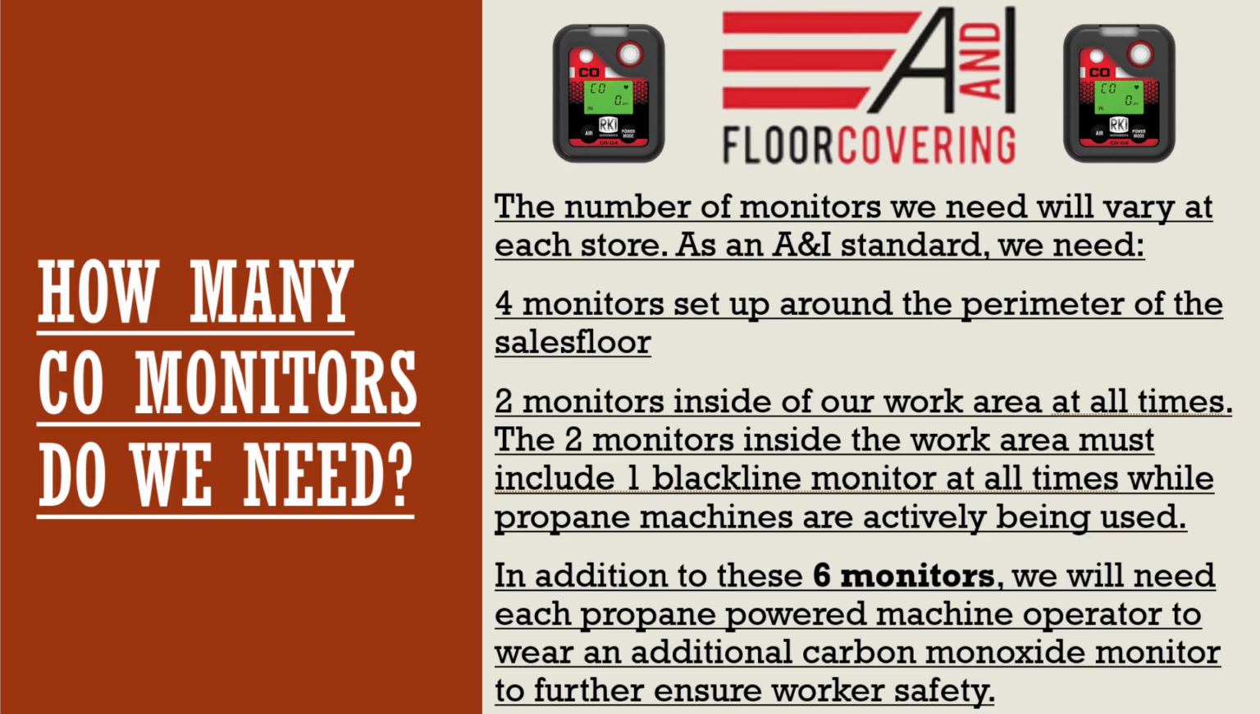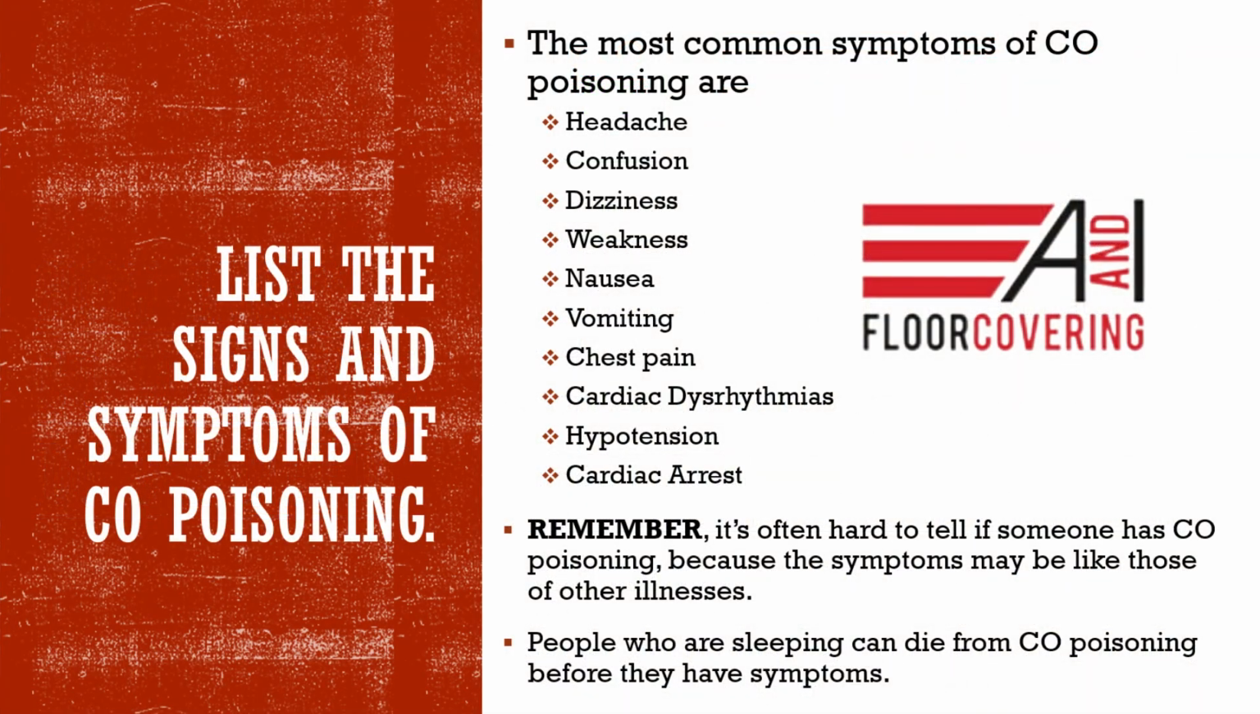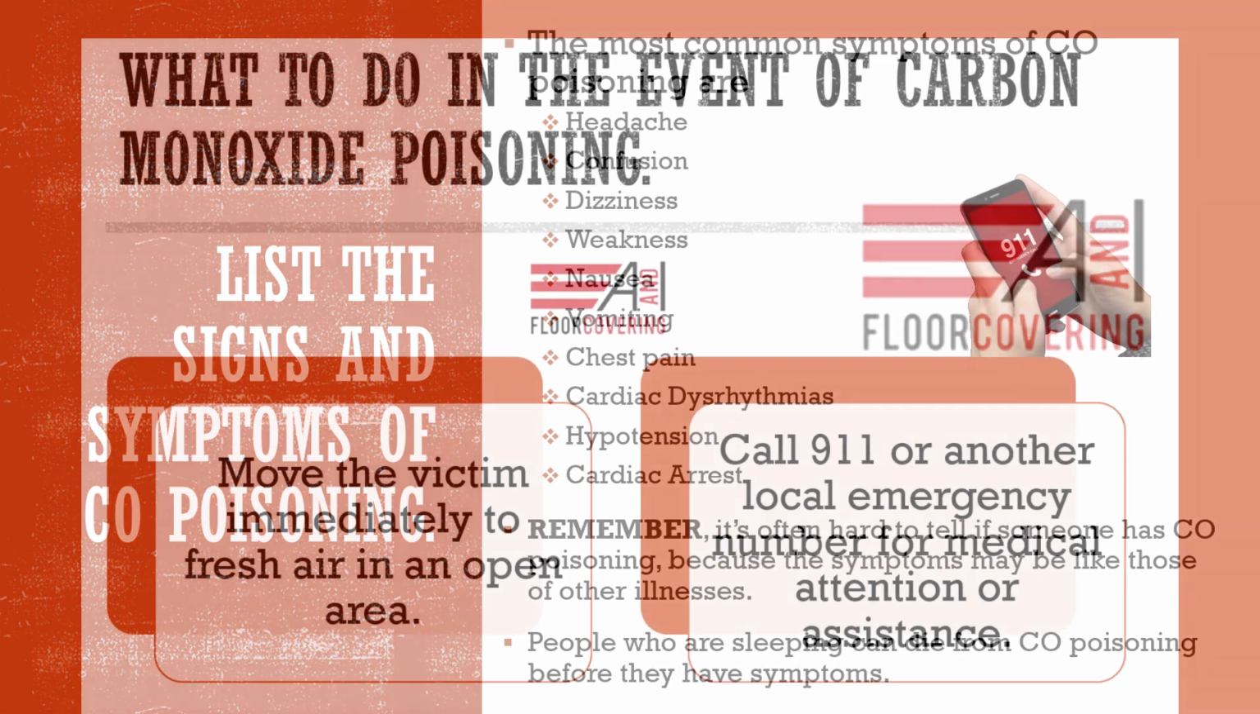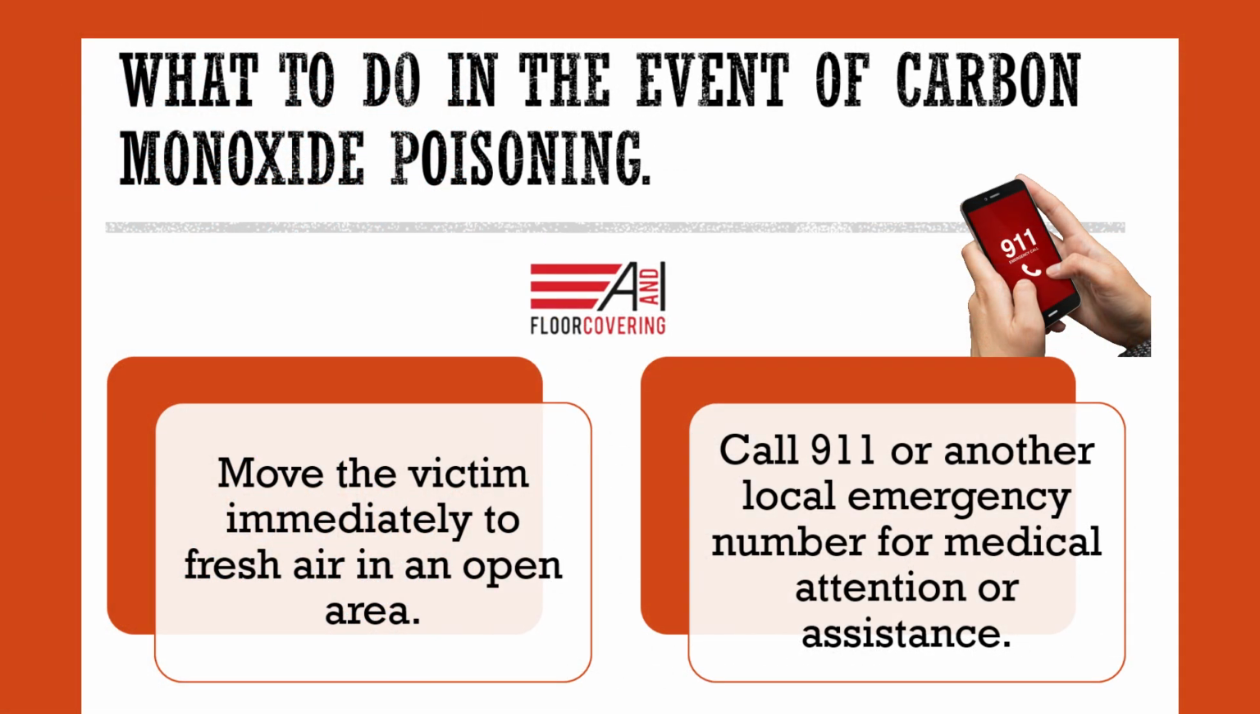Now, let's talk about some of the symptoms that come with carbon monoxide poisoning. The most common symptoms of CO poisoning are headache, confusion, dizziness, weakness, nausea, vomiting, chest pain, cardiac dysrhythmias, hypotension, and cardiac arrest. Remember, it's often hard to tell if someone has CO poisoning because the symptoms may be like those of other illnesses. What should you do in the event of carbon monoxide poisoning? Guidelines say you should move yourself or the victim immediately to fresh air in an open area. Then, we must call 911 or another local emergency number for medical attention or assistance.